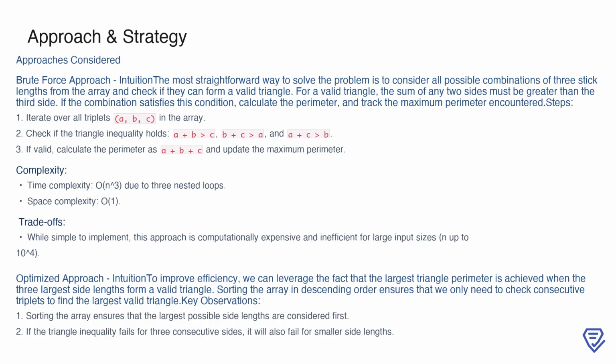To overcome these limitations, we consider an optimized approach that leverages sorting to reduce computational overhead. By sorting the array in descending order, we can focus on the largest side lengths first, which are most likely to yield the largest perimeter. This method ensures that if a valid triangle cannot be formed with the largest 3 sides, it's impossible to form one with smaller side lengths, significantly reducing the number of checks required.